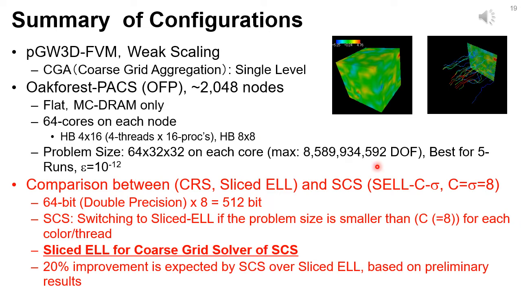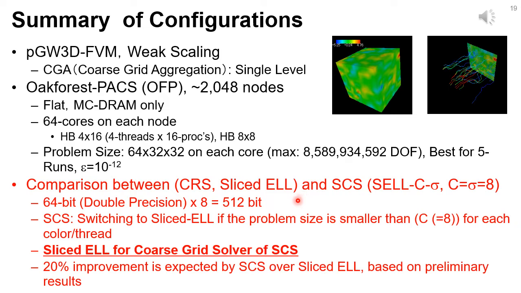This slide describes the summary of configurations in this part. We evaluated performance of weak scaling of MGCG solvers using up to 2048 nodes of OFP. Flat mode was applied, and only MCDRAM has been used for the computation. 64 of 68 cores were used, and hybrid 4x16, 4 threads by 16 MPI processes on each node, and hybrid 8x8 have been applied. Maximum problem size was more than 8 billion degrees of freedom. Elapsed time is measured 5 times, and the best one is adopted. Comparison of CRS, sliced ELL, SCSA, and SCSB was conducted.